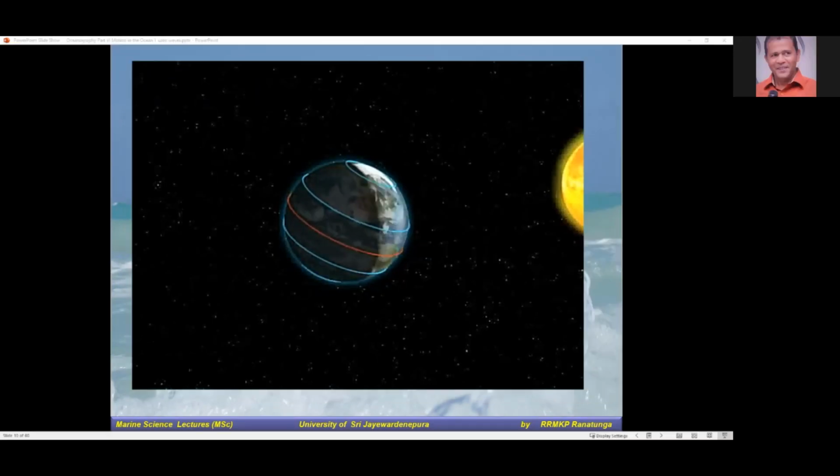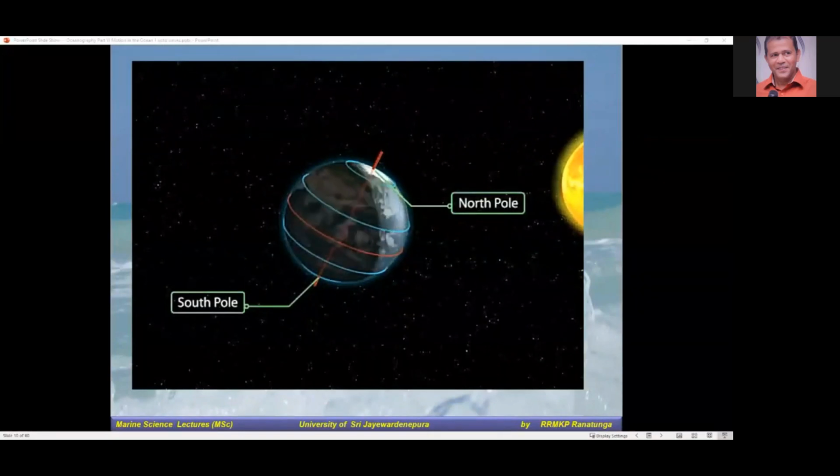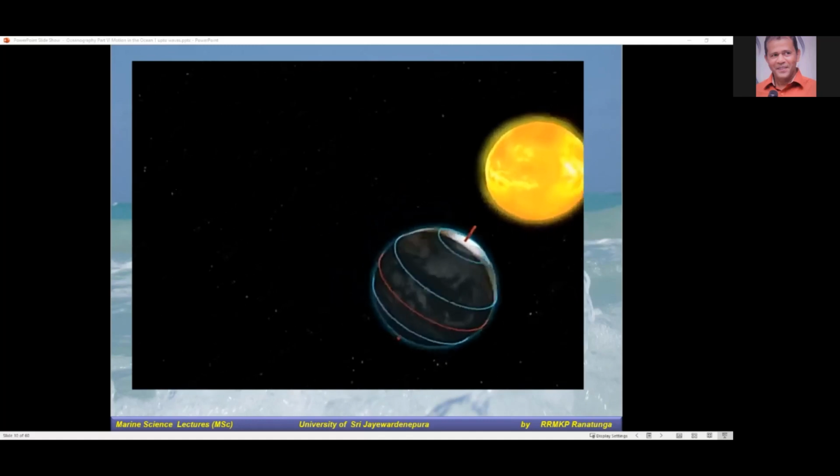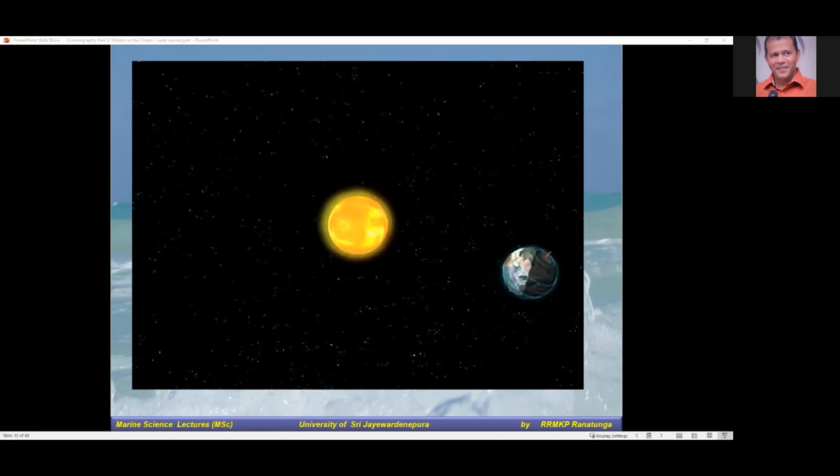The axis of the Earth is an imaginary line on which the Earth rotates. It links up the two poles. Both the axis and the Earth are tilted at an angle of 23.5 degrees during a revolution. The tilting of the axis results in direct sunlight falling on different places during different seasons. This causes variations in the duration of days, nights, and seasons.